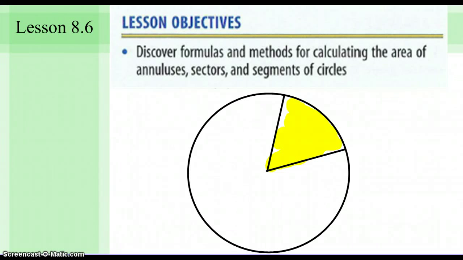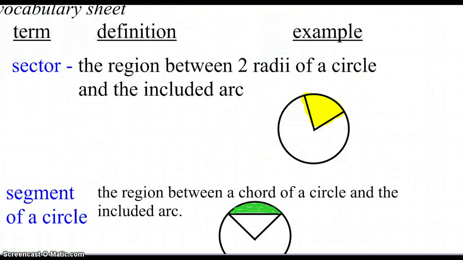My lesson objectives are to discover the formulas and methods for calculating the area of annuluses, sectors, and segments of circles. So let's first define what these three things are, and then we will get our formulas for finding area.